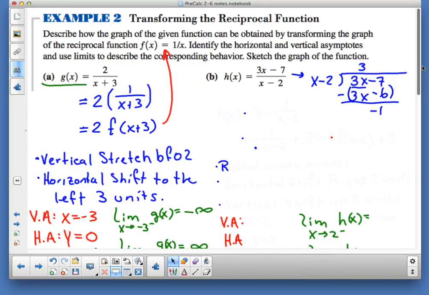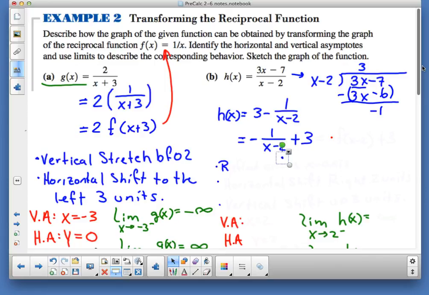Now a rewrite of that function becomes negative 1 over x minus 2, plus 3, because I'm still dividing, that's really my remainder. But we like to look at it this way when we're looking at transformational form. Okay, so now I can read stuff from my function. Questions about what I'm doing so far? You okay with long division? You okay with the result of that long division?